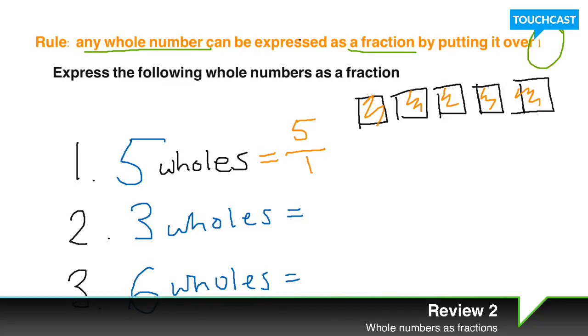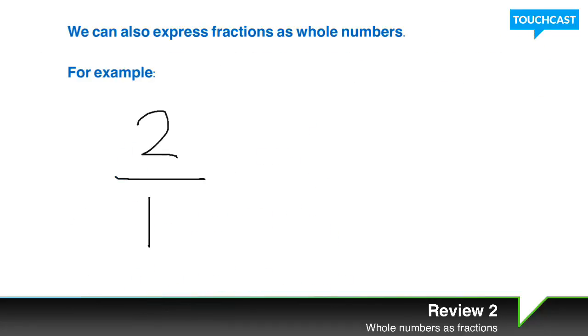All right, let's see if you were right. 3 wholes, you put that number, any whole number, over 1. 3 wholes is 3 over 1. 6 wholes, we can say that whole number over 1, 6 over 1. If you follow this rule, you can't go wrong. So let's take a look at our next slide.